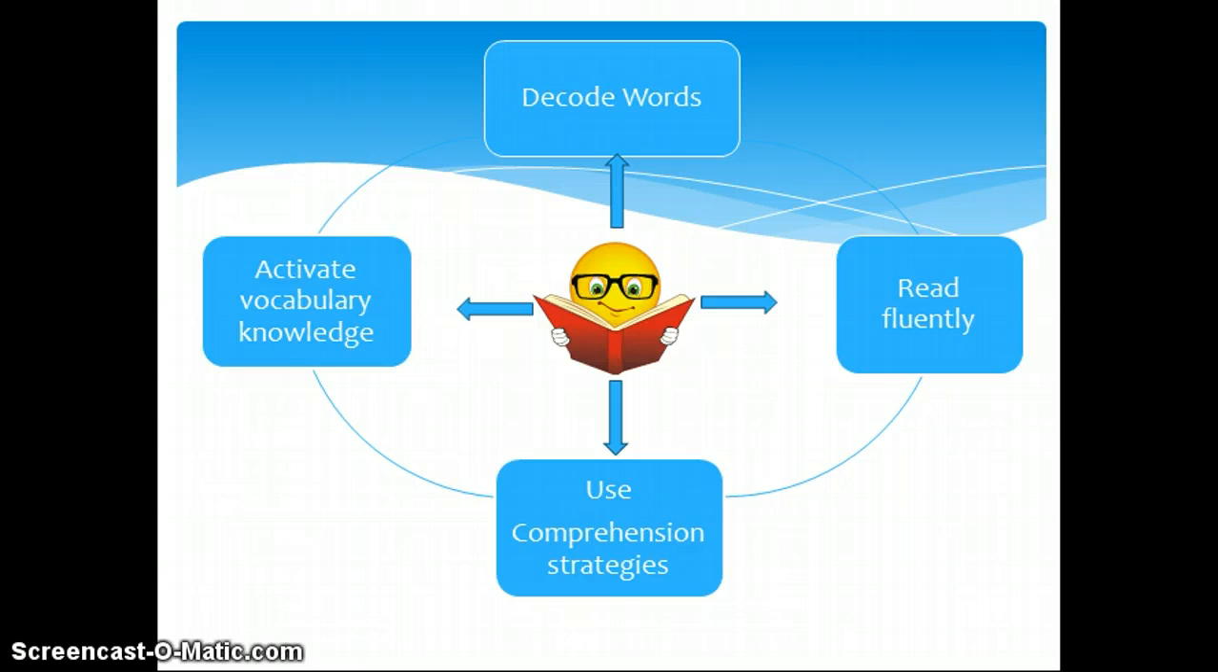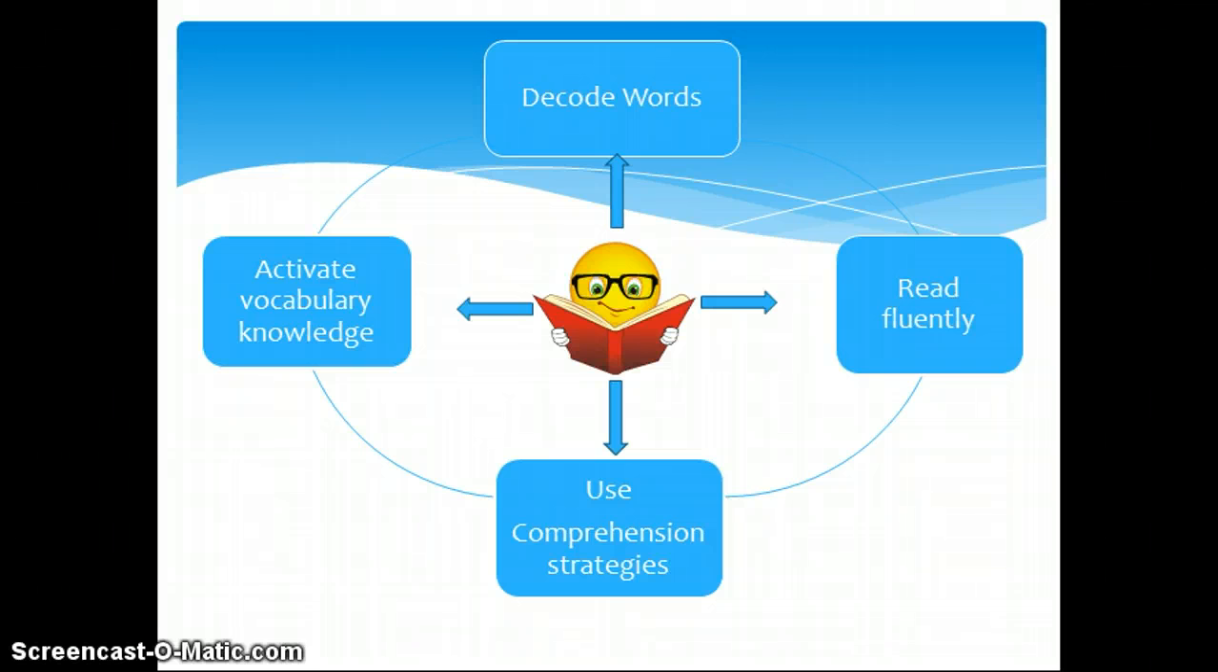All right, so let's talk a little bit then about, when we talk about interacting with text, what a reader does. Essentially, these are the four things that a reader can do, right? So they can decode words, they can read fluently, which means they can read aloud effectively, and then that translates to silent reading, so they can read that text without interruption and without having to sound out too many words. They're able to activate their vocabulary knowledge as they read, and they use comprehension strategies.